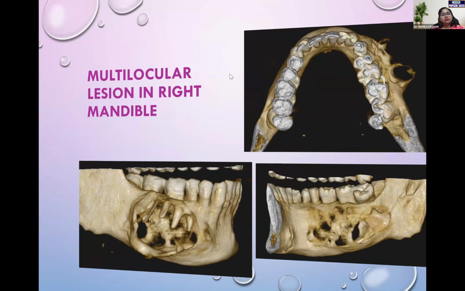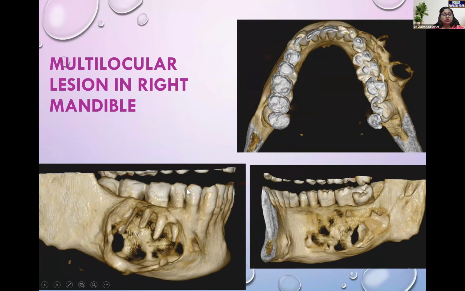Now, this is another case of a multilocular lesion in relation to the right mandible. You can see the amount of expansion and destruction of the cortical plates, and you can also see the locules over here.